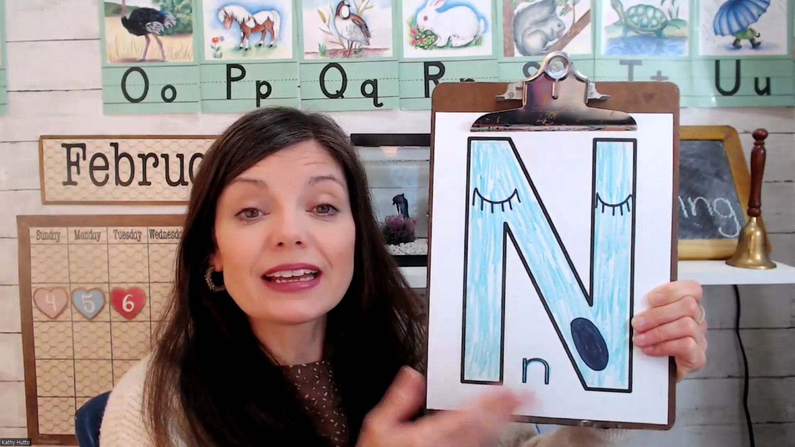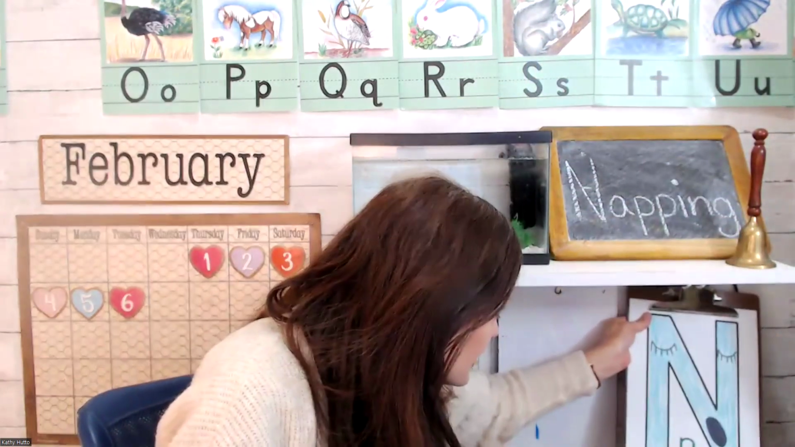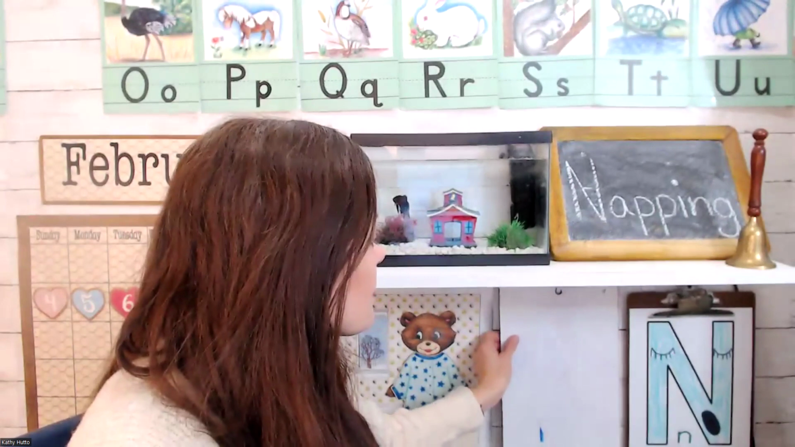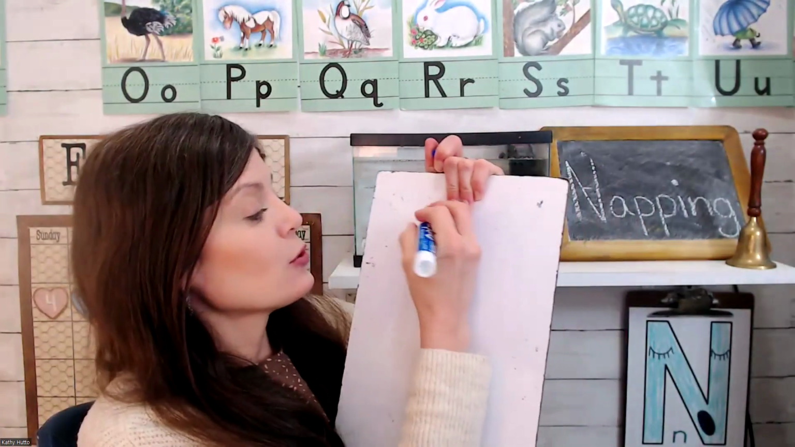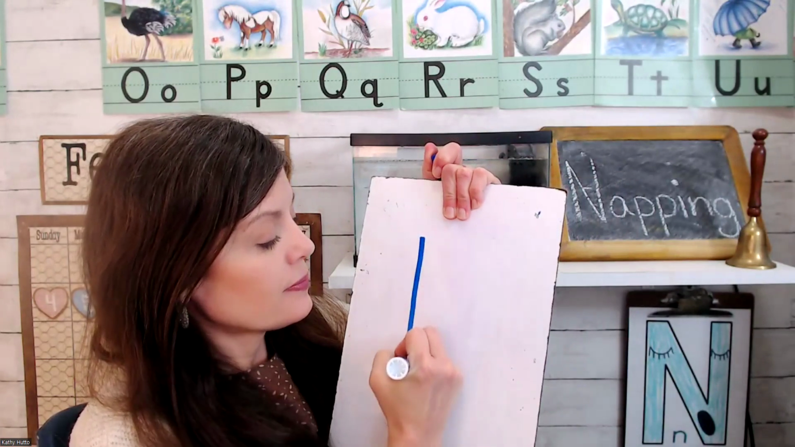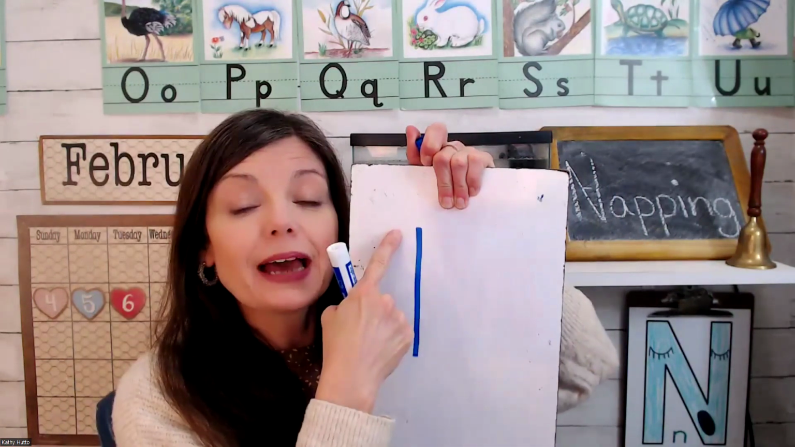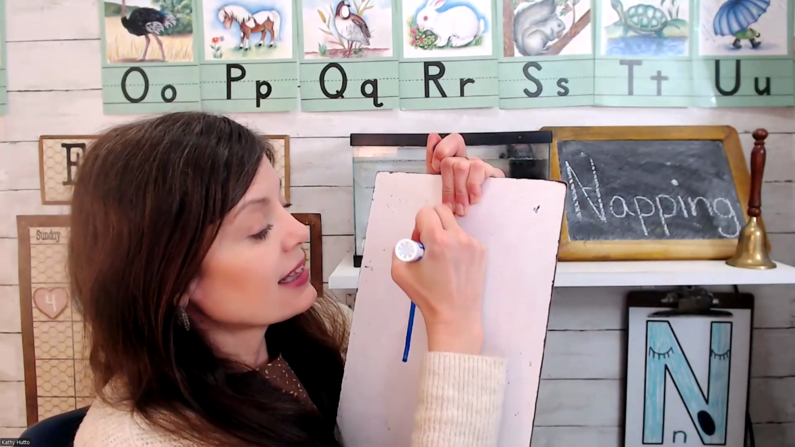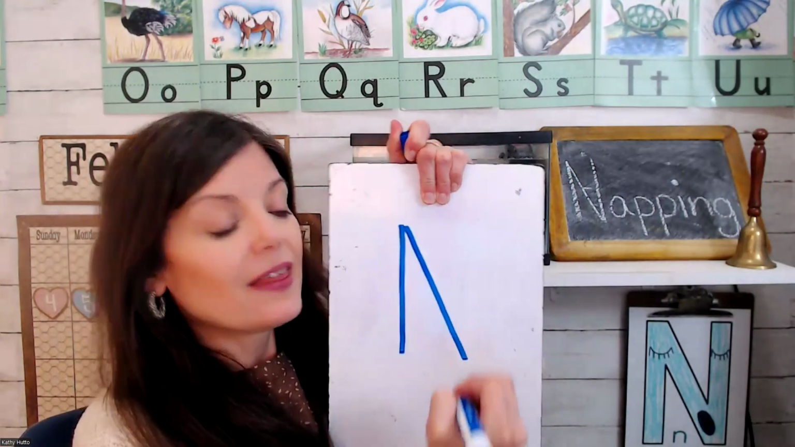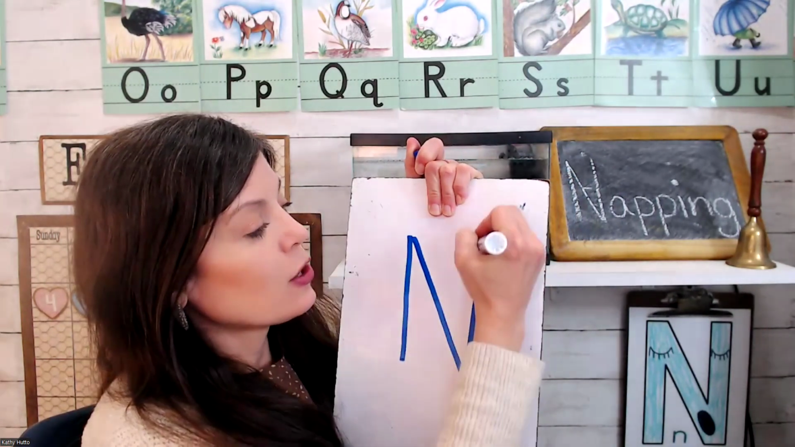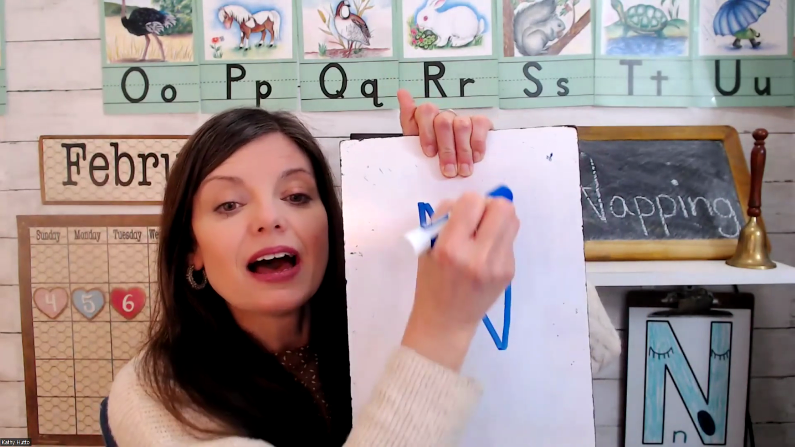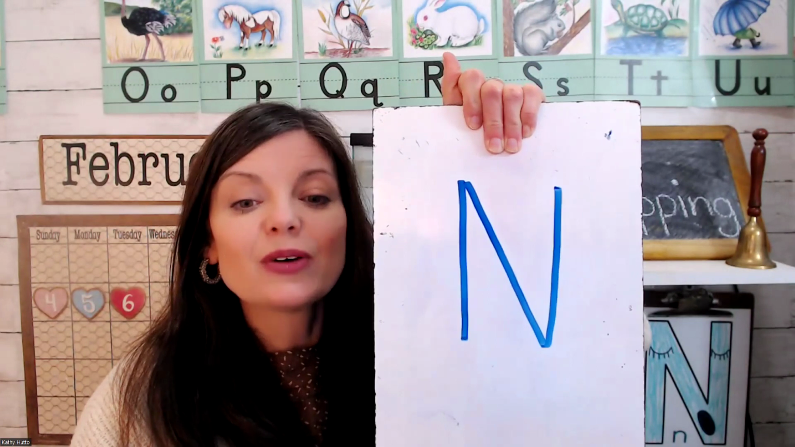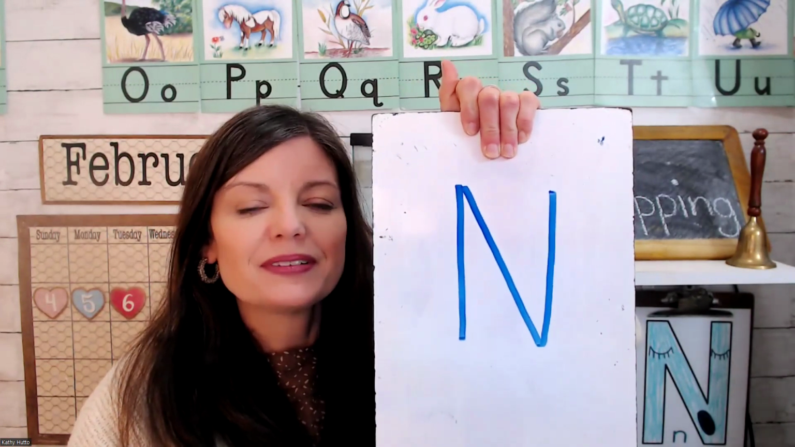Now that we can recognize N, we'll practice writing it. To write letter N, first we're going to make a line that goes straight down. Then we're going to go back up to the top and slide down. And then we're going to make a line that goes straight back up. Down, slide, up.